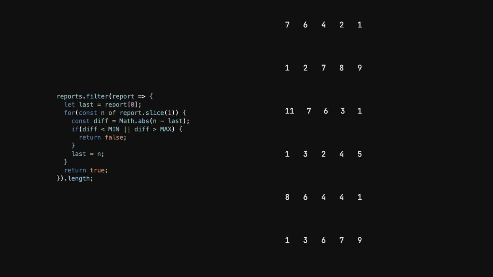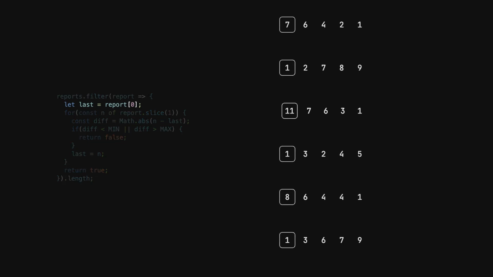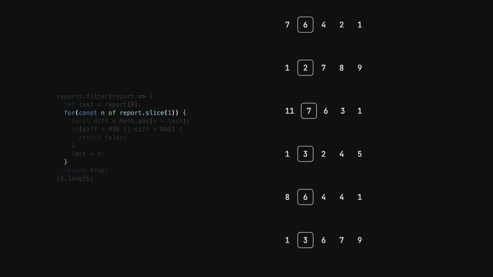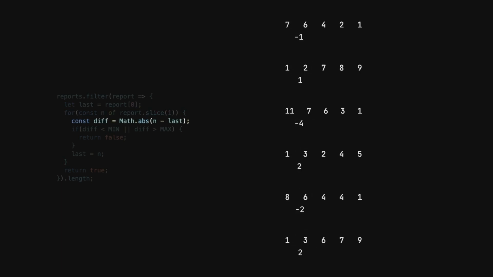To test whether each jump is safe, we'll first store a reference to the initial number. After that, we'll start iterating over the remaining numbers. At each jump, we'll calculate the difference between it and the previously stored number, named last.